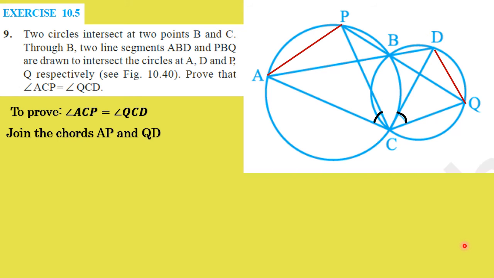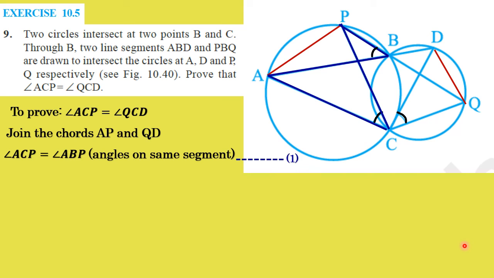Now, let us join the chord AB and DQ. Now see the magic. See, angle ACP, now you will say easily, angle on the same segment. Yes, angle ABP. They are angles on the same segment, so they are equal. Now, come to the chord DQ. There also you can see, no? Yes, angle QCD and QBD. They are also equal.